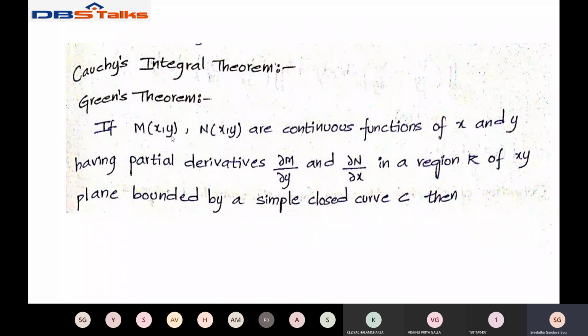So the statement is: if M of x comma y and N of x comma y are two functions in two variables x and y, continuous functions of x and y, and having partial derivatives dou M by dou y and dou N by dou x in a region capital R of the xy plane bounded by a simple closed curve C, then the statement of Green's theorem is integral M dx plus N dy equal to double integral dou N by dou x minus dou M by dou y dx dy.